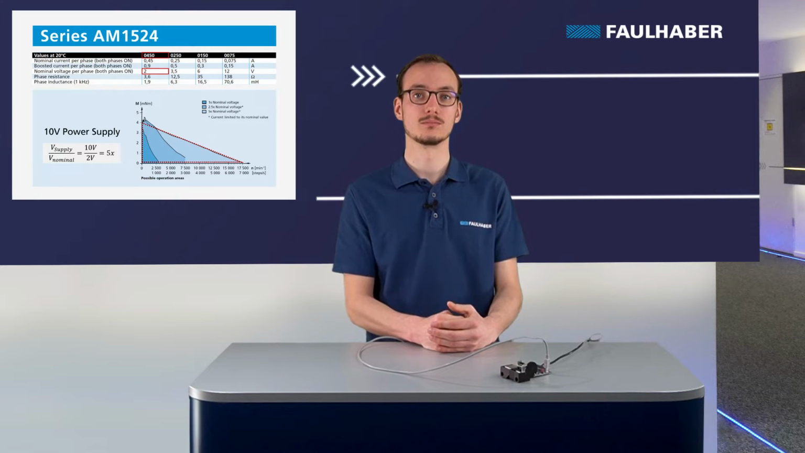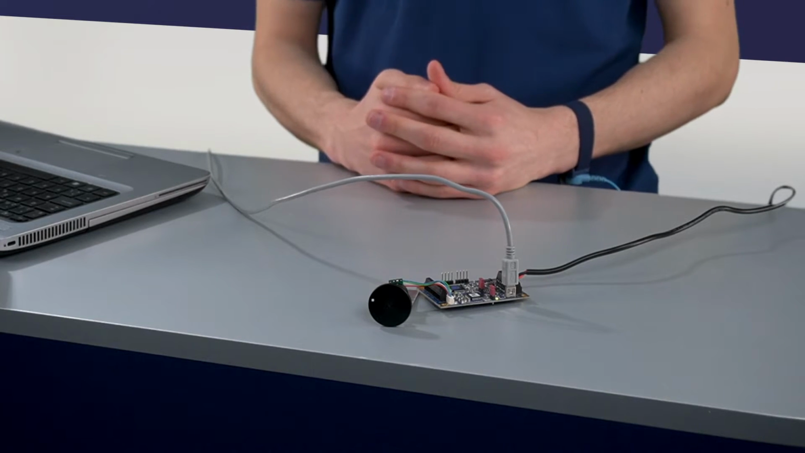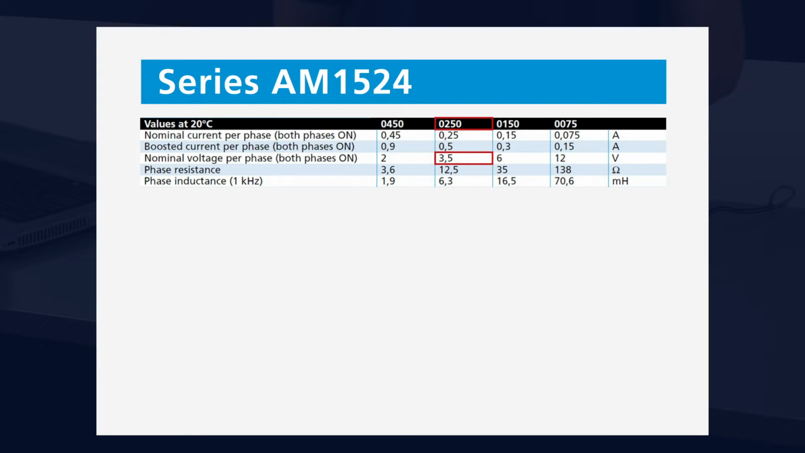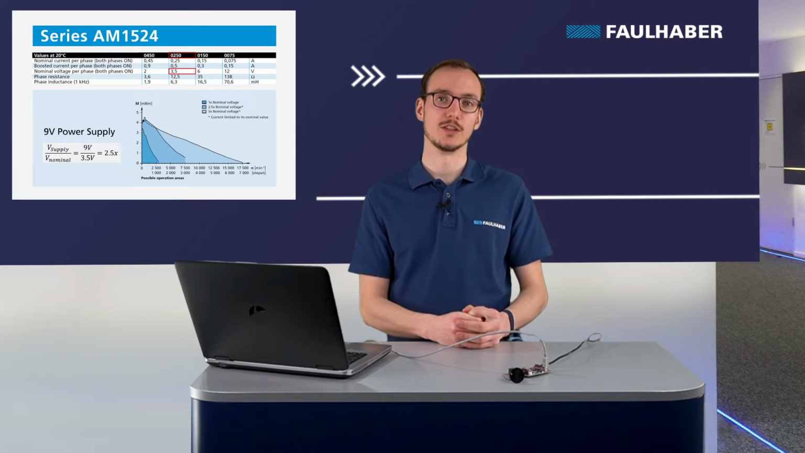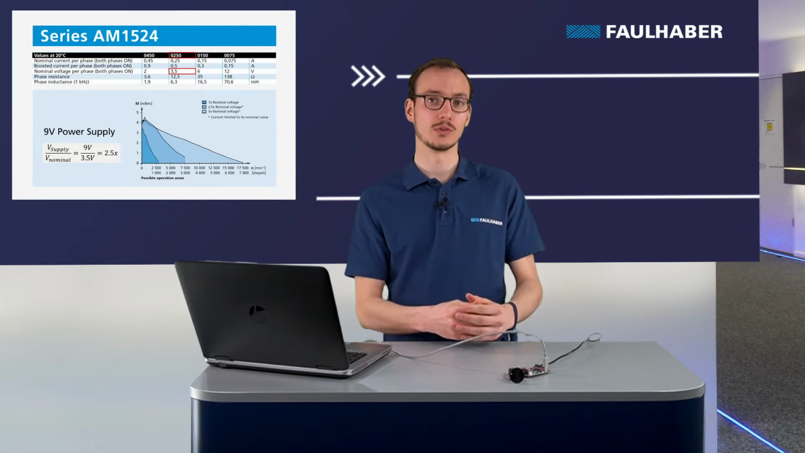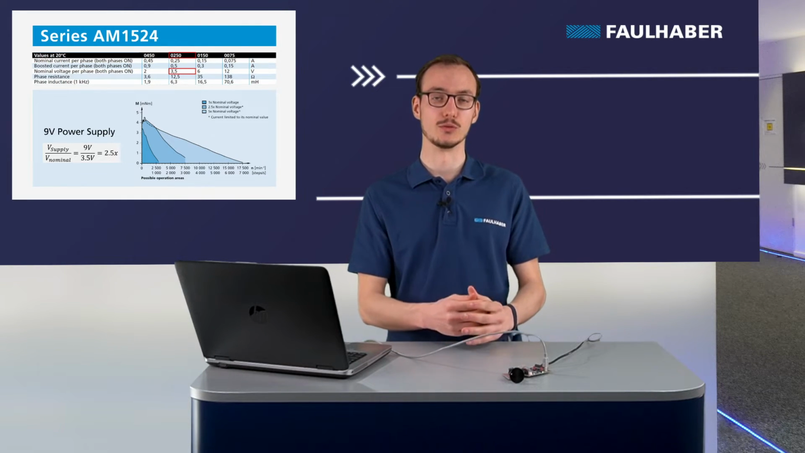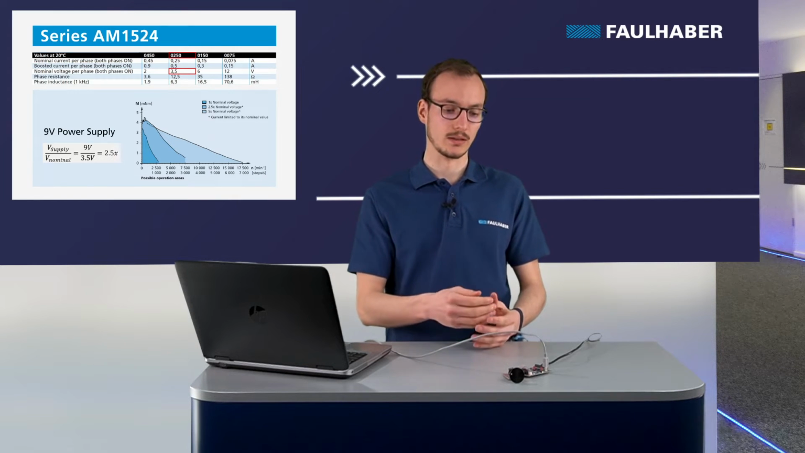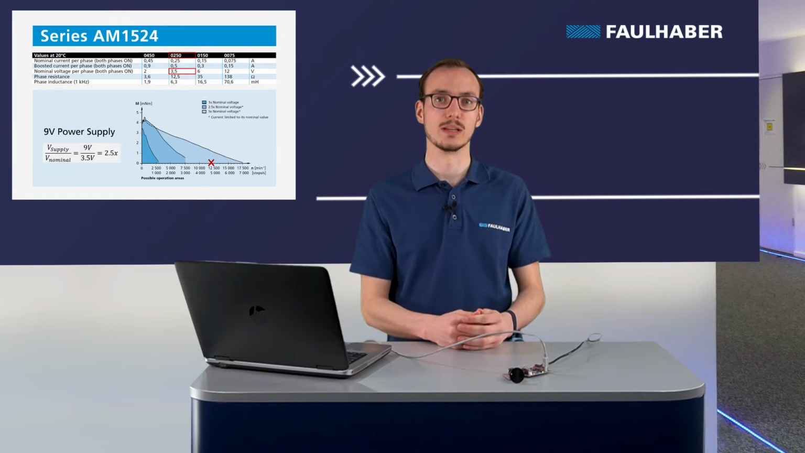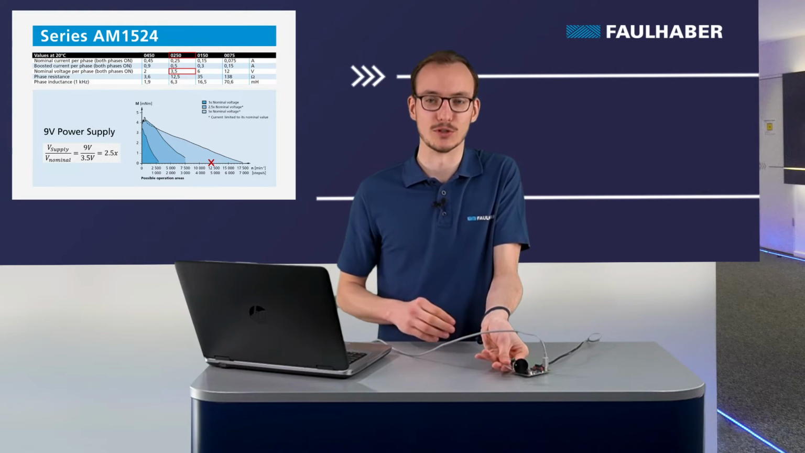We'll now do a practical example with the stepper motor AM1524 with a winding 0250. We see in the datasheet that this motor has a nominal voltage of 3.5 volts, and we will now use a supply voltage of 9 volts. This means that we have a ratio of around 2.5 between the two. I will give the command to the motor to reach a speed of 12,000 RPM, and we will see what will happen. I will take the motor in my hand so that there is no resonance effect between the motor and the table.